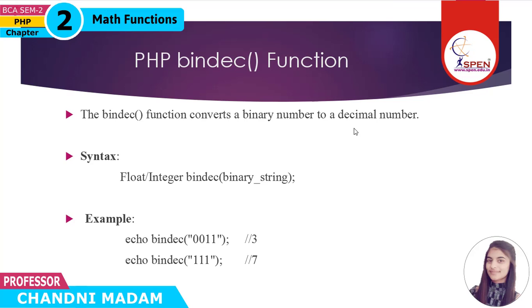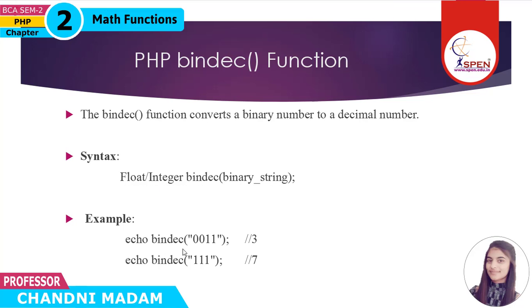Here our next function is bindec, that means binary number to decimal. This is binary and this is converted into decimal. So this function converts your binary number into a decimal number. Here is the syntax. This function requires one parameter, your binary string, and this function converts your binary string to decimal. So after executing this function, it will return a float or integer value.